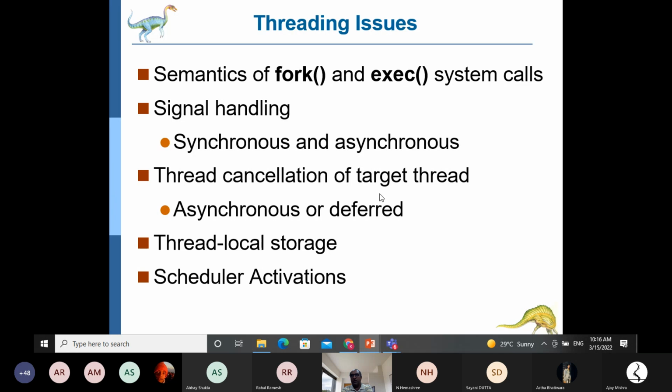Similarly, thread cancellation also. Suppose we want to cancel a particular thread, a target thread, then how do you cancel it? And again, there are different modes of cancellation: asynchronous cancellation and deferred cancellation. We'll see what these two are.